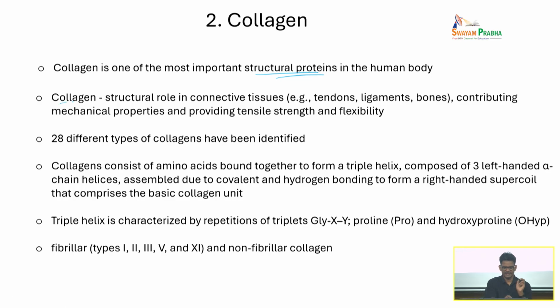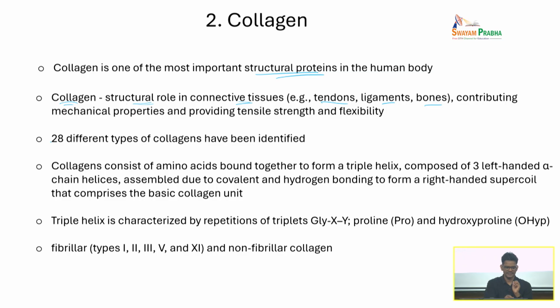And collagen basically offers a structural role in connective tissues, especially in tendons, ligaments, and bones. And this collagen is supposed to give the enough mechanical property and strength, tensile strength, and flexibility. And collagen is known or purified in very many forms. At least about 28 different types of collagens are actually reported. This is because of the differences in the type of crystals they form, the kind of chain arrangement they have, etc., and also from the sources from which it is derived.